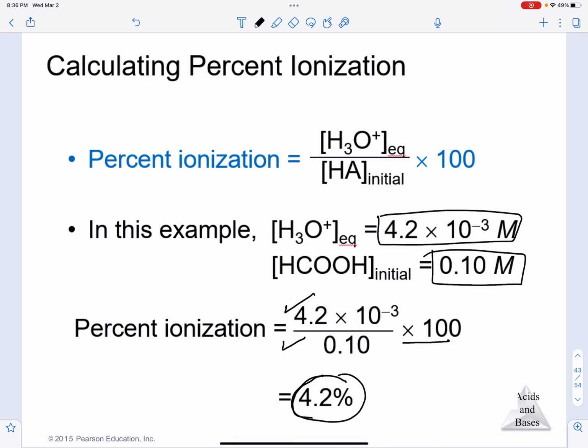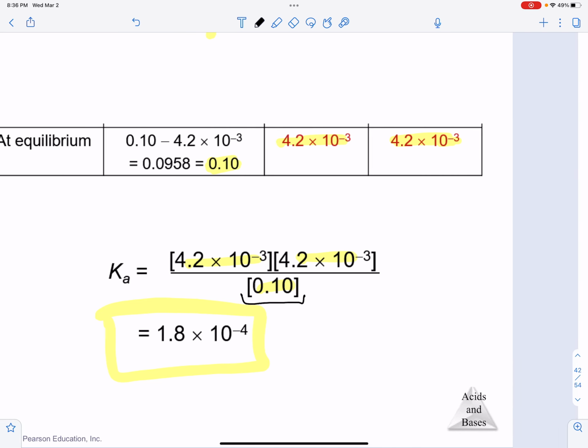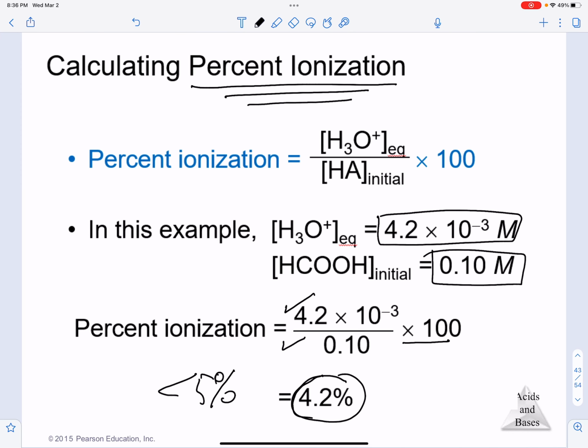So every time the percent of ionization is less than 5%, it's okay to assume that the x is really small and to basically delete it. And we're going to see that put into practice when we start chapter 18. So remember for right now, how do you get the percent ionization? You get the molarity of hydronium divided by the initial molarity of the acid and multiply by 100.